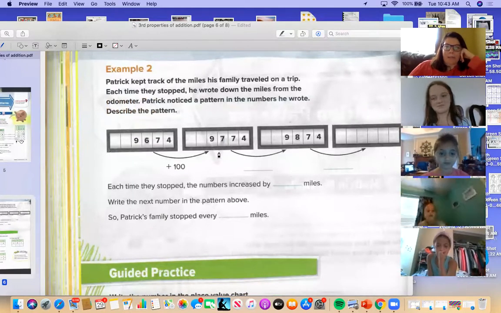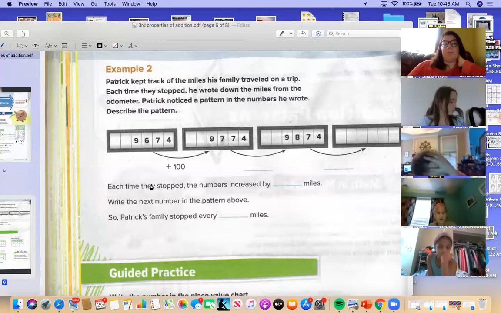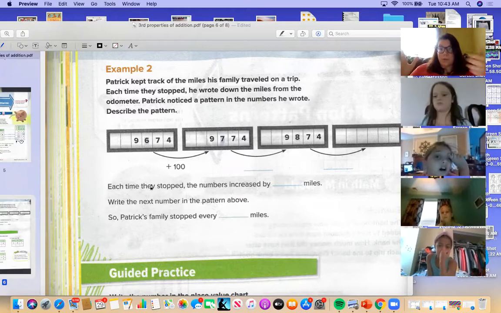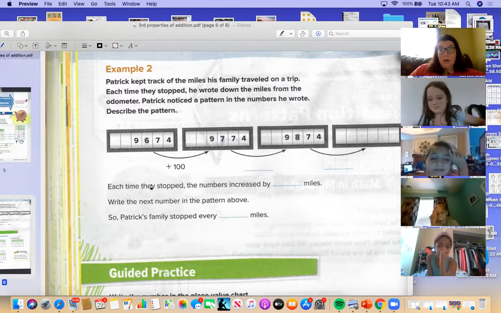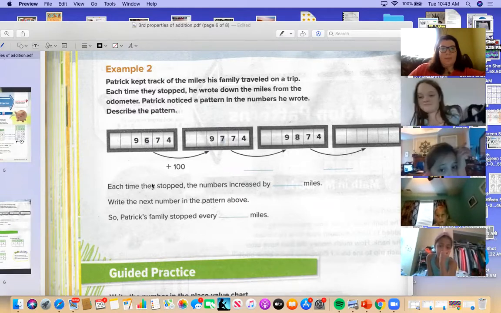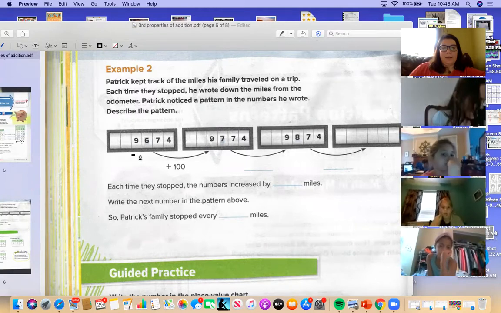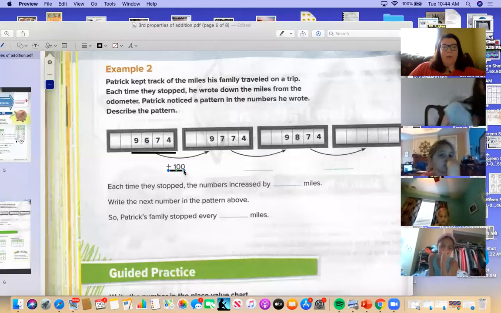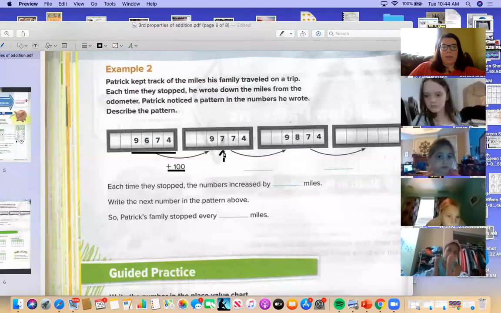Example 2. Patrick kept track of the miles his family traveled on a trip. Each time they stopped, he wrote down the miles from the odometer. Do you guys ever watch the odometer when you go on a road trip? It keeps track of the miles on your parents' car. It's kind of fun. So he's writing down different miles. So here he sees 9,674 miles. He added 100, so that means he's got one more in the hundreds place, right?